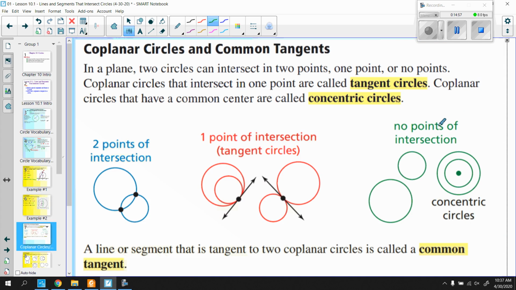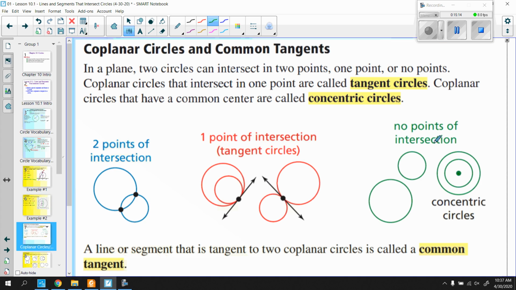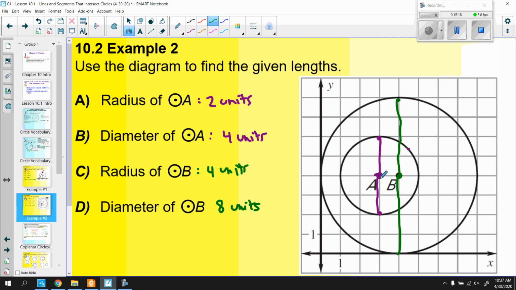There is a word here called concentric circles. That's where they share the same center. That's not the situation here. They had different centers: A was a center, B was a center. They didn't intersect, so that still falls into the category of non-intersecting, no points of intersection. But this would not be concentric because they don't have the same center.